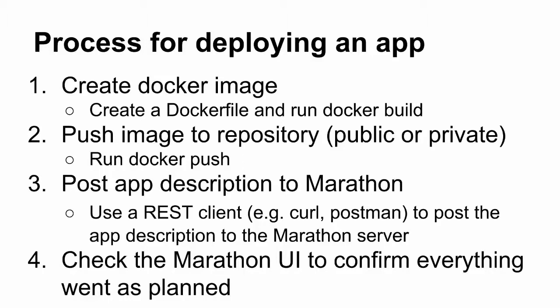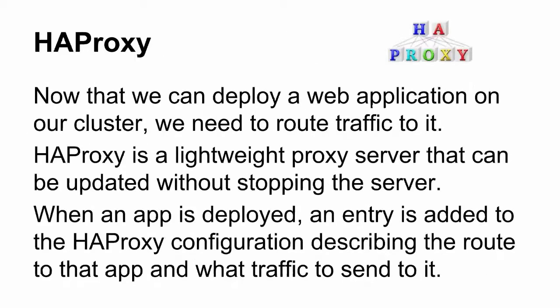Then you would post that app description that I showed you earlier to the Marathon server. That would translate that description into a Mesos task and then pass it to the Mesos master. The Mesos master would then send it to the Mesos slave, which would then download the image from the repository you specified, use the appropriate command to start it, and the appropriate networking, and then you can check the Marathon UI that everything went as planned.